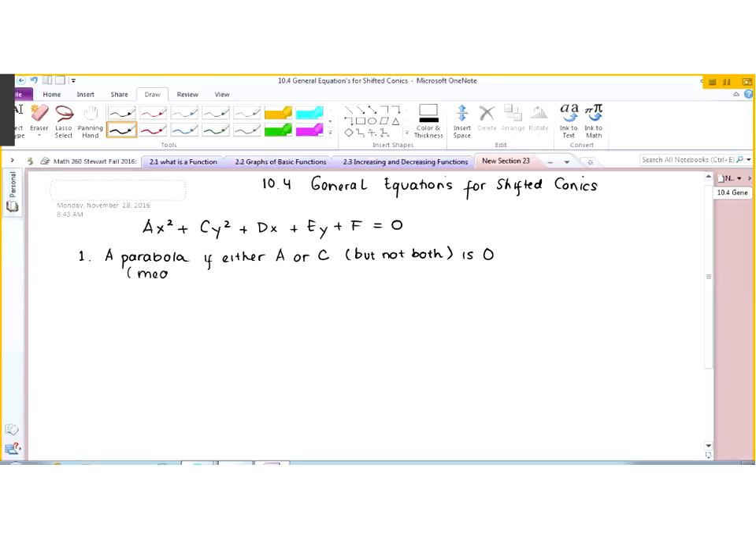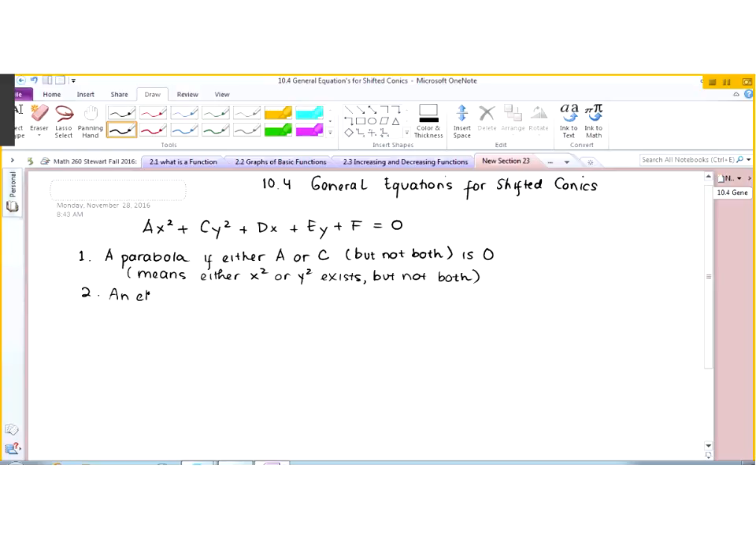So what does this mean? It means either x squared or y squared exists, but not both. So that's what it means. All right.